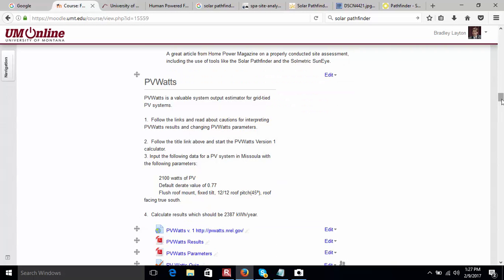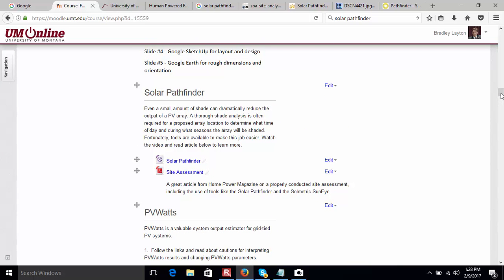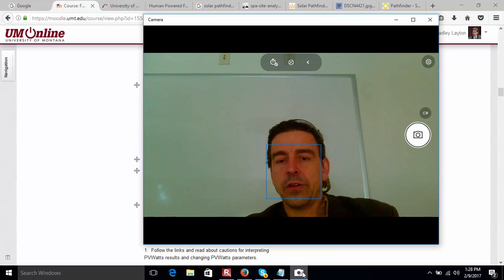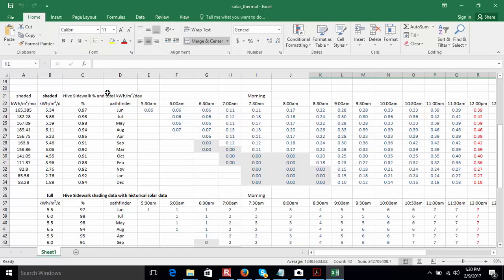Okay, so that's basically how the Solar Pathfinder works. We've used it frequently. We used it for the Lomason project. We used it for the West Campus project. I'm even going to dig out one other analysis that I did. So I'm going to pause for a second and dig that guy out. Okay, so I found it.